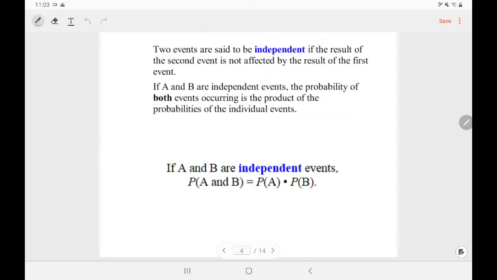Now, what happens if I have 2 events, and I want to know the probability of both of them happening or one or the other? The 2 events are said to be independent. Think of independent as not relying on anyone. So independent if the second result is not affected by the first result. Then, if they are independent, I can multiply those 2 probabilities together and get the probability of both of them happening. So if I want to know the probability of A and B happening together, I multiply those together.